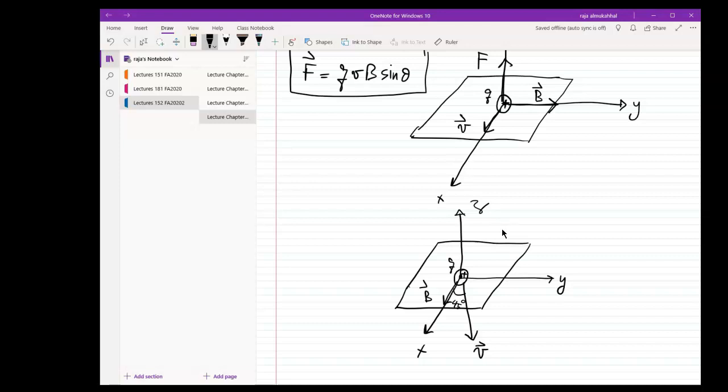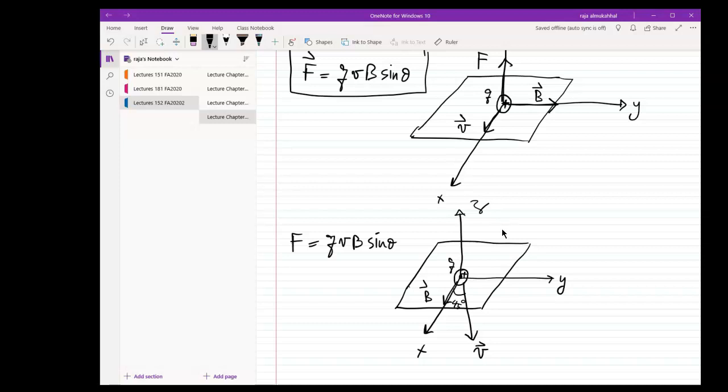Got it? So in this case, there will be a force on that charge, and that force is going to be equal to q, the amount of the charge, times the velocity, times the magnetic field intensity, sine the angle between them, which happens to be 45. You got that? Okay.